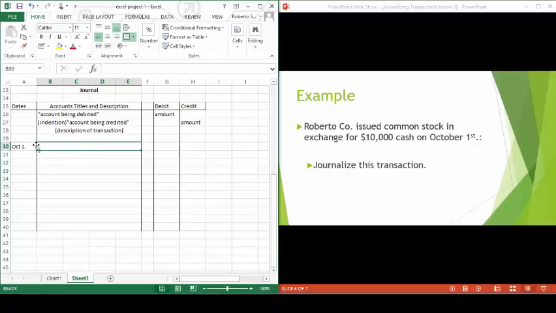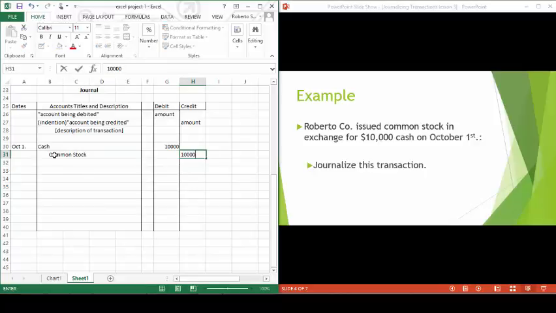First, the date is to be posted to the date column. Then the account to be debited is posted, in this case being cash, and under the debit column one is to post the amount that is being exchanged in the transaction, in this case $10,000. Next, on the line under the account being debited, we indent and post the account being credited. We follow to the credit column and post the amount, which is always the same as the amount being debited. Under this we provide a brief description that can state, issued common stock.